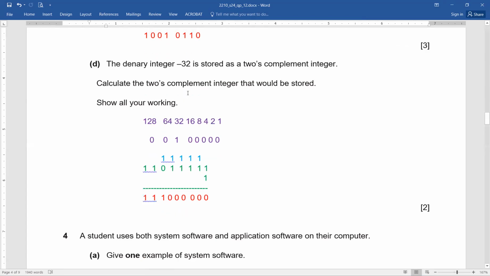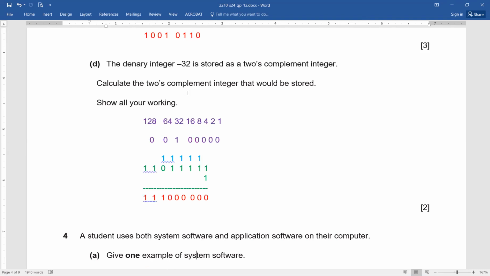Easy? By the way, just asking, if for example, the examiner had asked you to find out the denary integer plus 32 stored as a 2's complement, will you still follow the same procedure? That's great, wonderful, Ali. MashaAllah, that you remember that in case your value is a positive integer, then the denary value remains the same. The answer for 2's complement will be exactly same as you have for the normal denary to binary conversion.